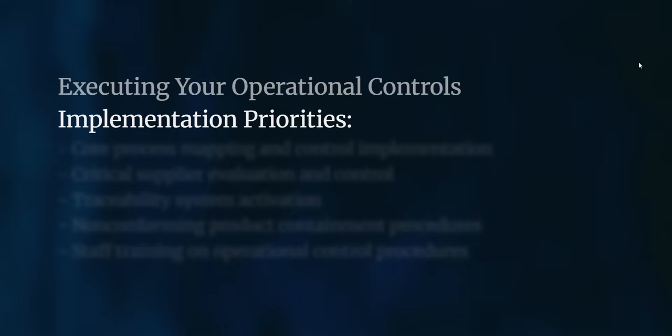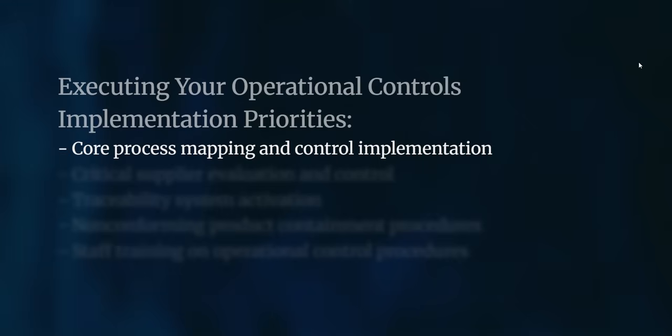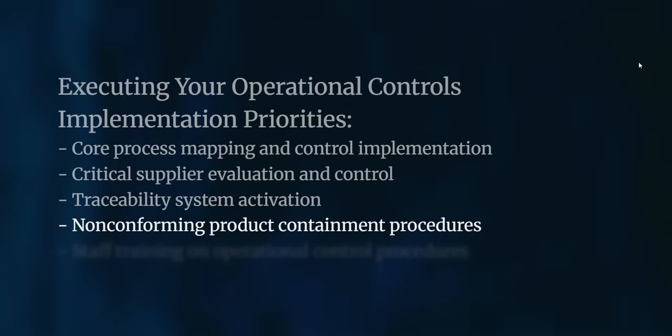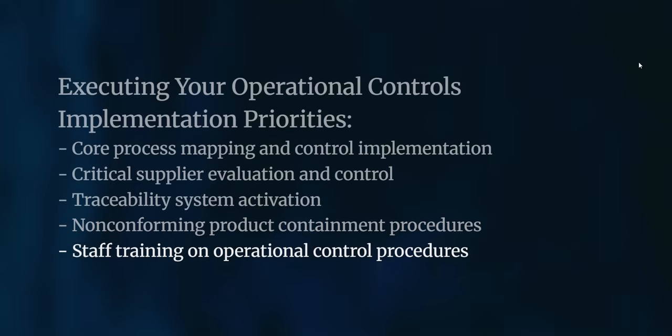Implementation priorities for operational control. First, core process mapping and control implementation. Second, critical supplier evaluation and control. Third, traceability systems activation. Fourth, non-conforming products containment procedures. And fifth is staff training on operational control procedures. And this is the model of our training today. If you go back, you will see this is exactly how we implement it.